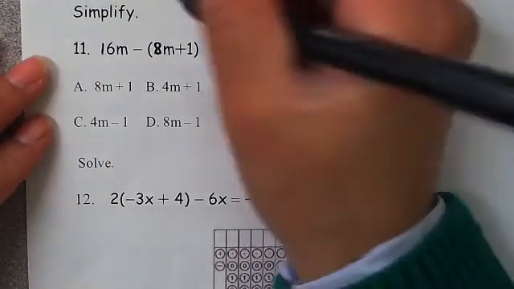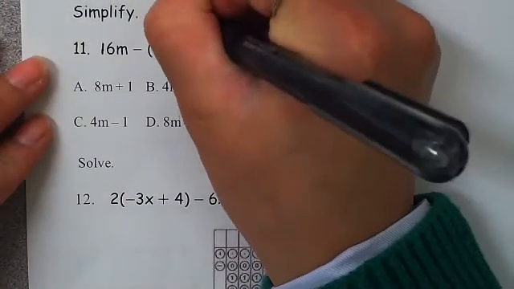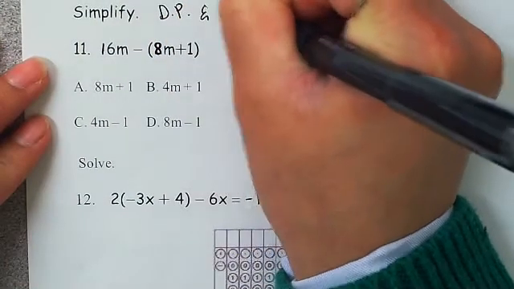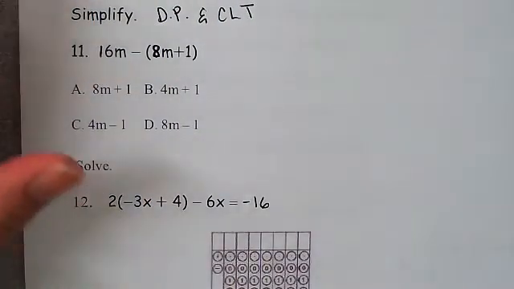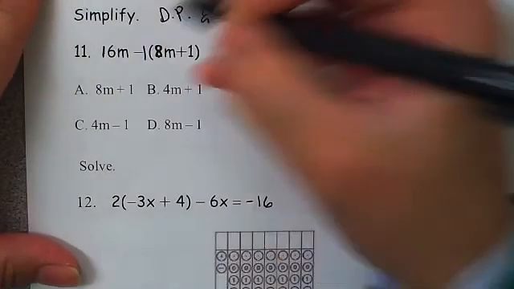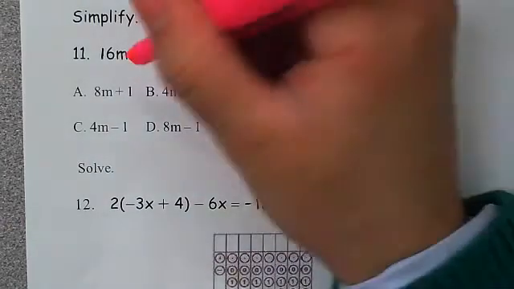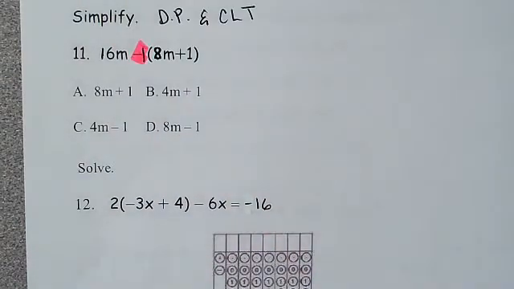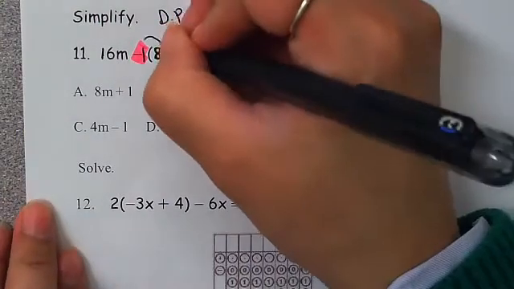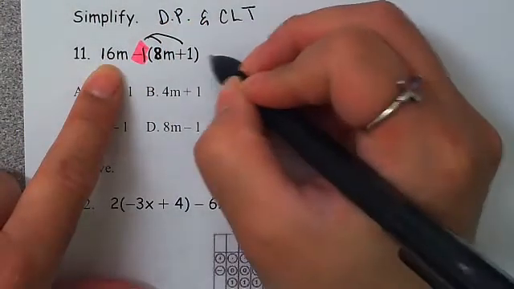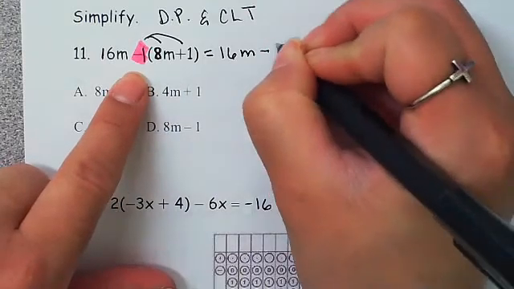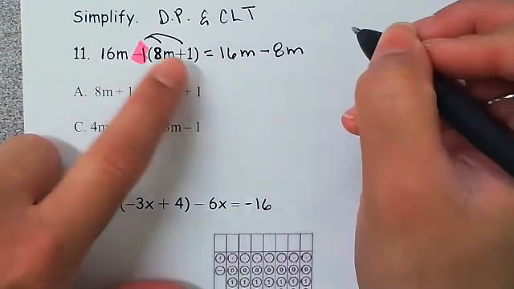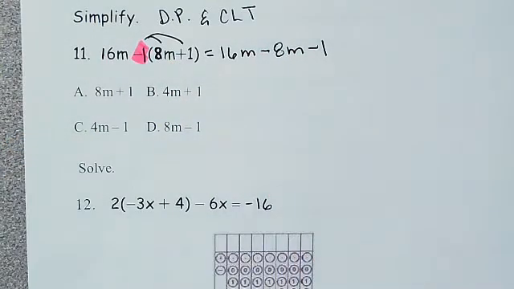Simplify just means to do the distributive property and to combine like terms. Okay, so on number 11, it says 16m minus parentheses 8m plus 1. There's really an imaginary -1 there. And since it's right next to the parenthesis, it means that it's got to be distributed. Okay, so you're not doing anything to the 16m just yet. You are distributing this one, so you're going to end up with -8m, and the -1 times 1 is -1.